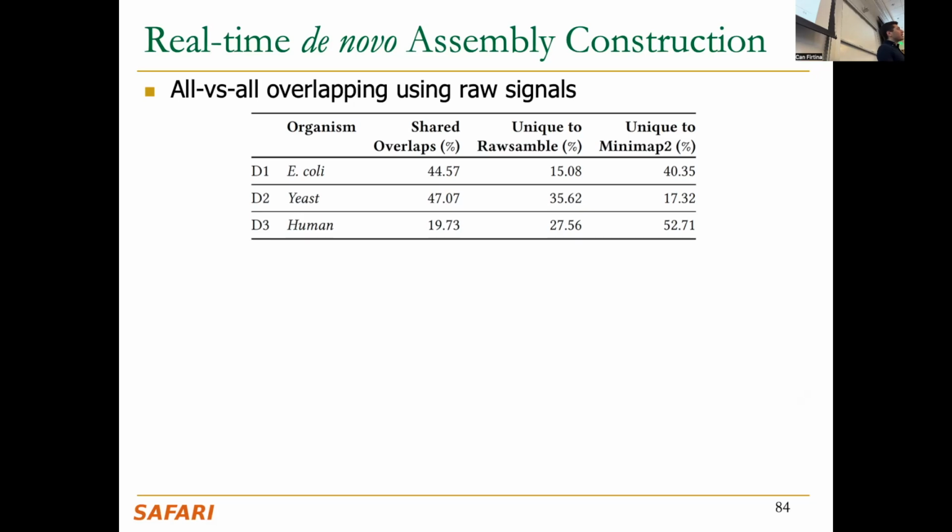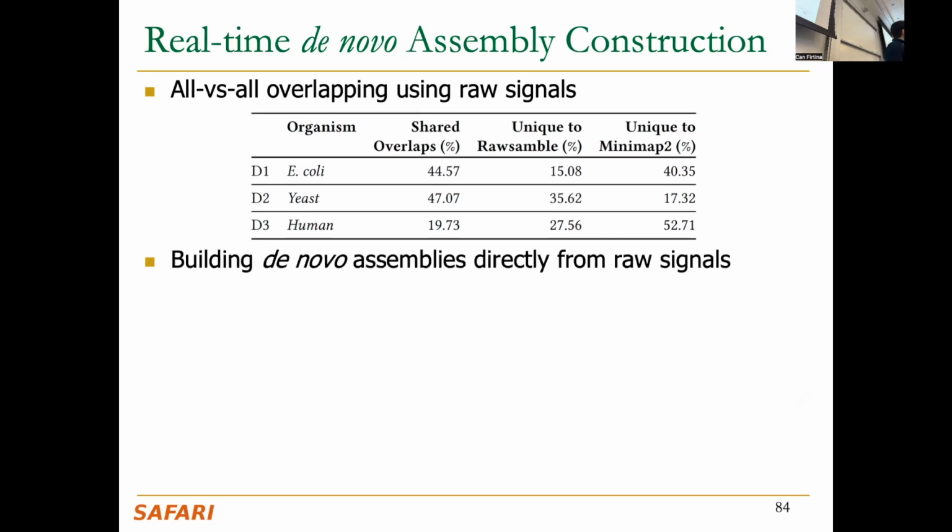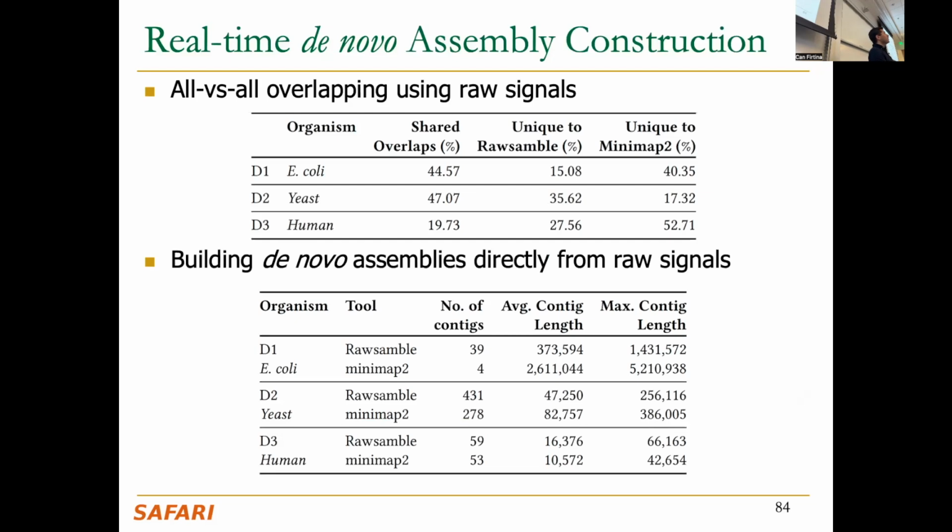Then the question is, are these unique overlaps perhaps more accurate, or, since we're not finding these unique overlaps in Minimap2, are we reducing the quality or contiguity of the de novo assembly? What we do is that after constructing the overlaps, we also construct the assembly from these raw signal overlaps. Then we look at the contiguity of assemblies, and we see that the answer for contiguity for almost all data sets is yes.